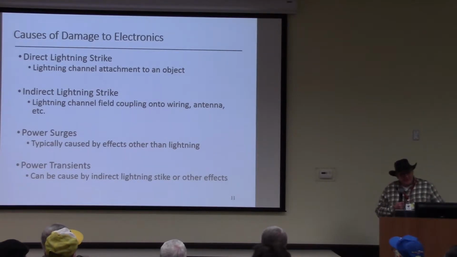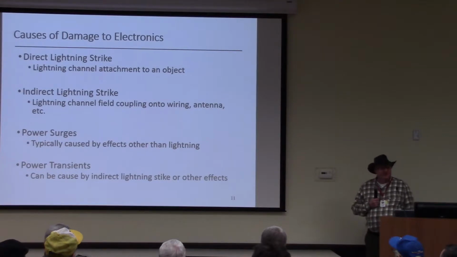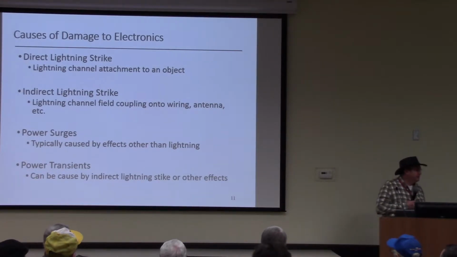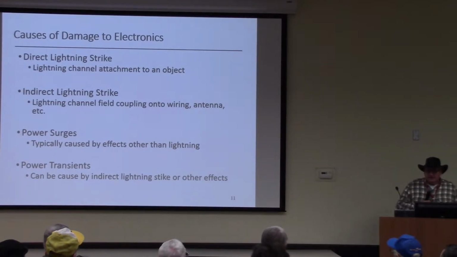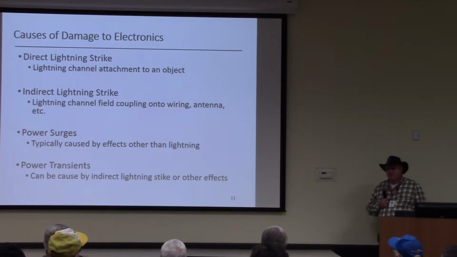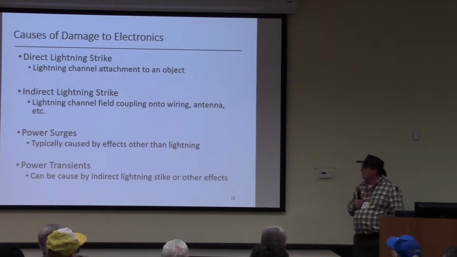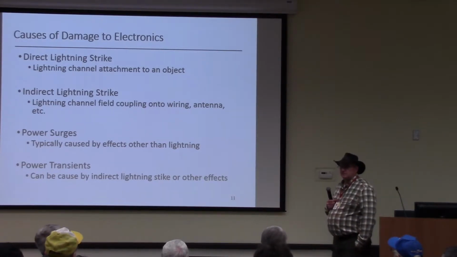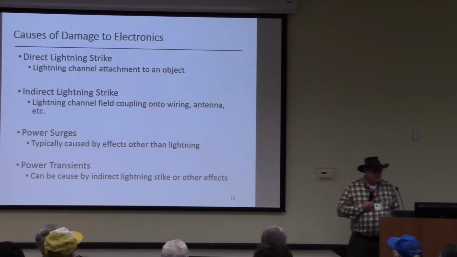There are four basic causes of damage to your electronics, to your radios, to your TVs, to your VCRs, to your phones. The first is direct attachment. It's when the channel directly attaches to your chimney, to your power lines, or even to your house.